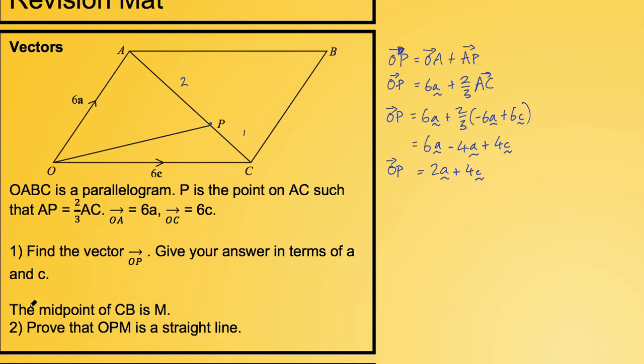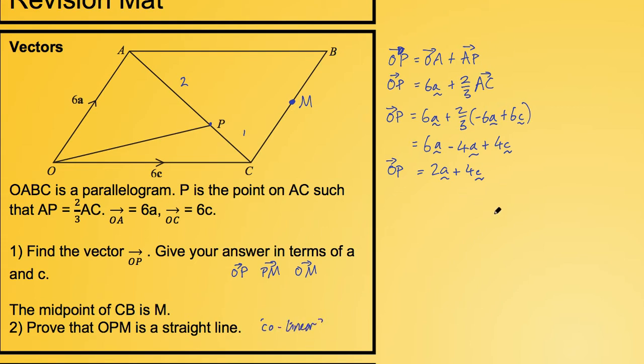Question 2, the midpoint of CB is M. So I've got M in here. And it says prove that OPM is a straight line. So to prove that things are a straight line, I need to show that they have the same gradient. So OP should have the same gradient as PM or as OM. So I can work with any of those. They should have the same gradient. And then because they have a shared point, if I compare OP and OM, they share point O. So if they're parallel, they will be on the same line, or collinear is the word that we are looking for here.